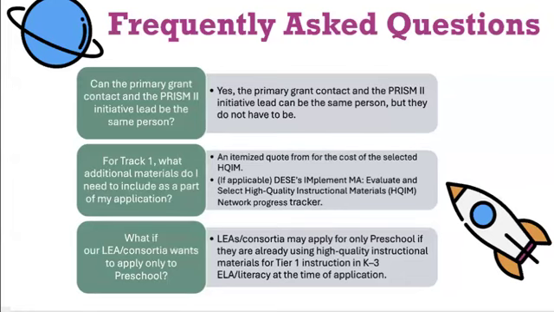What if our LEA or consortium wants to apply only to preschool? LEAs or consortia may apply for only preschool if they've already used high-quality instructional materials for Tier 1 instruction in K-3 LEA literacy at the time of application. Additionally, if the LEA is participating in the Commonwealth Preschool Partnership Initiative, CPPI, partners must be included in the application.